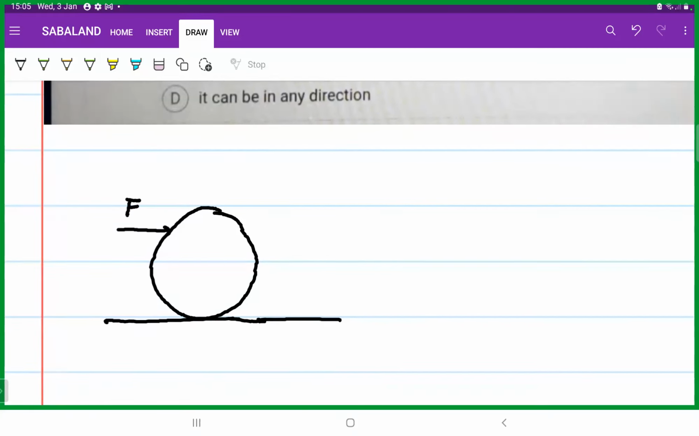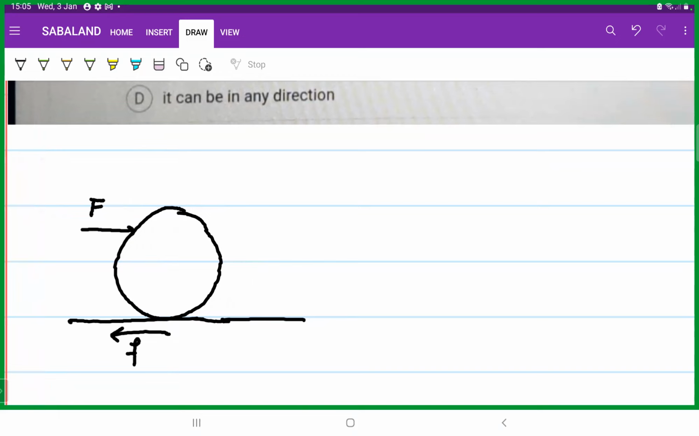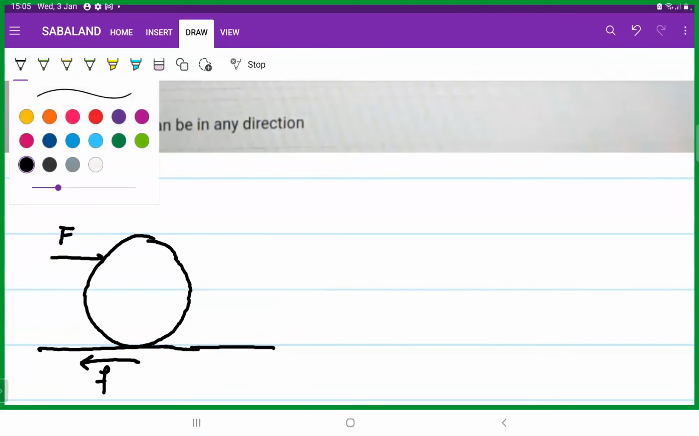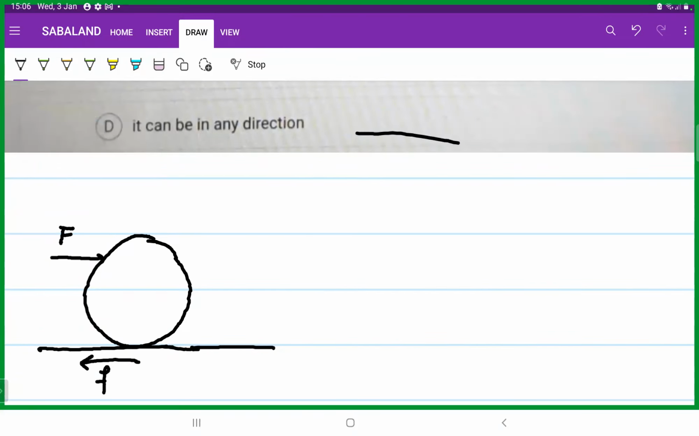For now, let us assume that the direction of friction is opposite to that of the force. I can assume that, and if the value of friction comes out negative, then we have to realize that the direction in which we have considered friction is wrong. It will be in the opposite direction. So let's write the force equations and the torque equations.